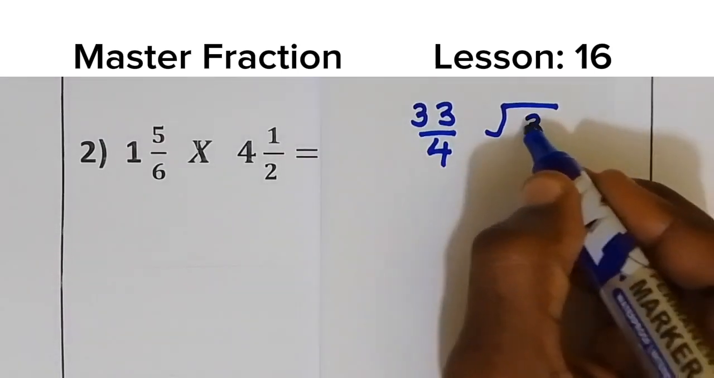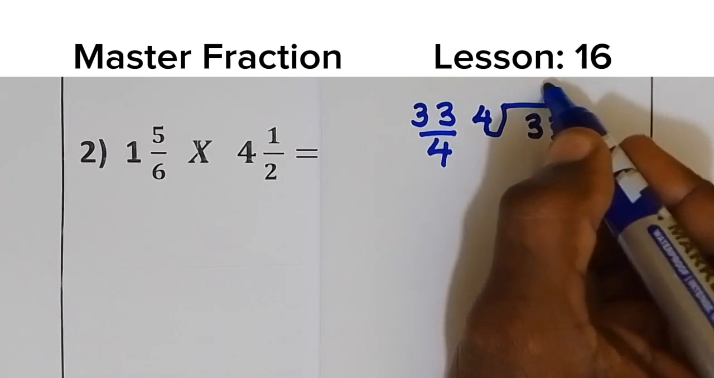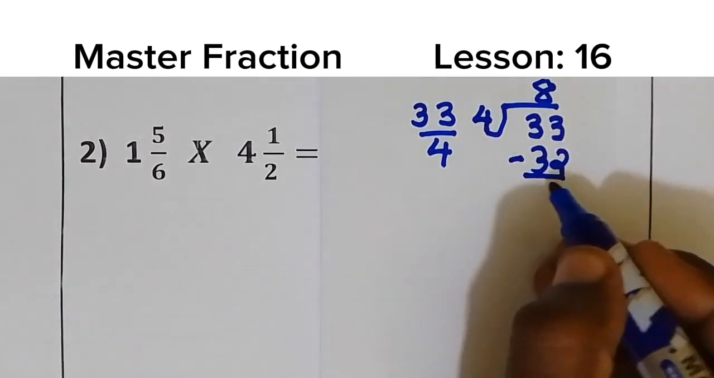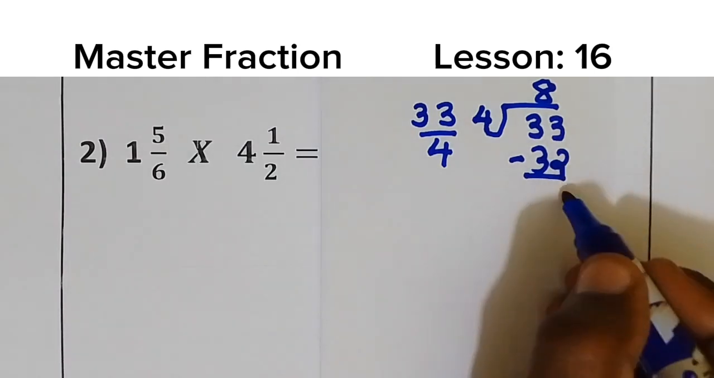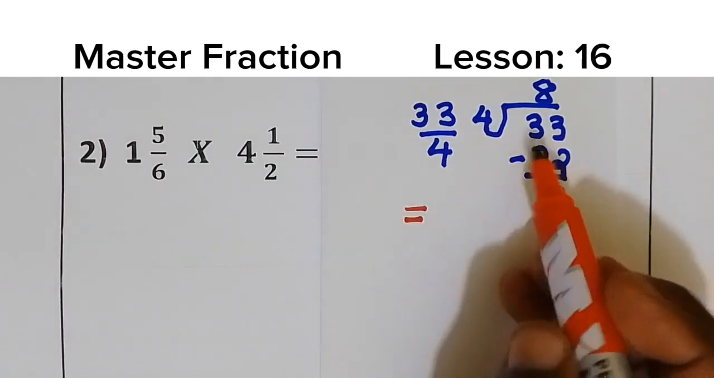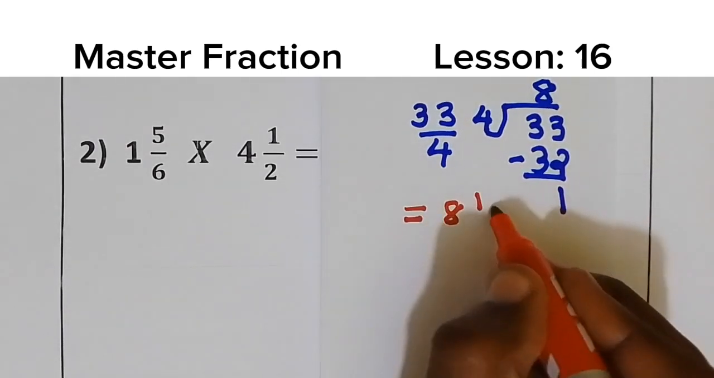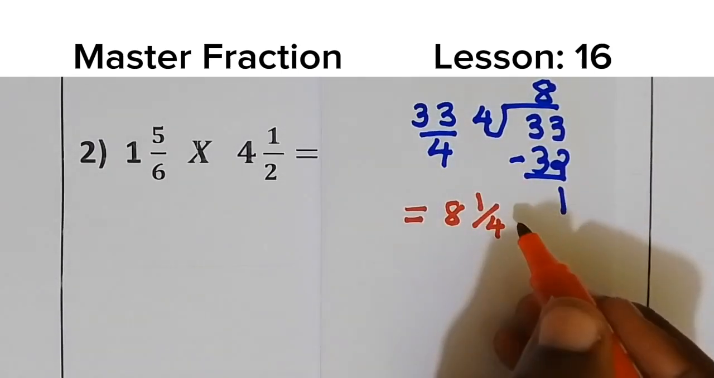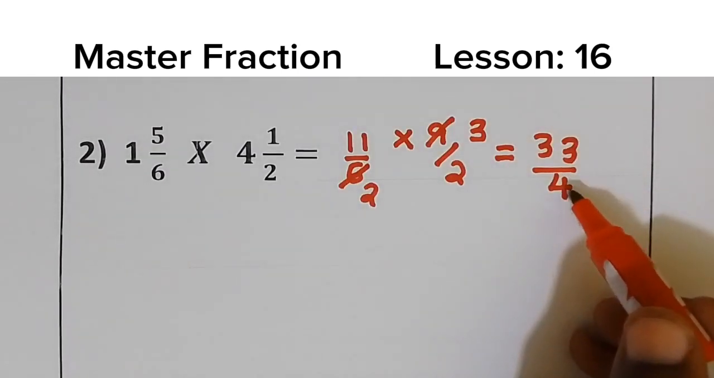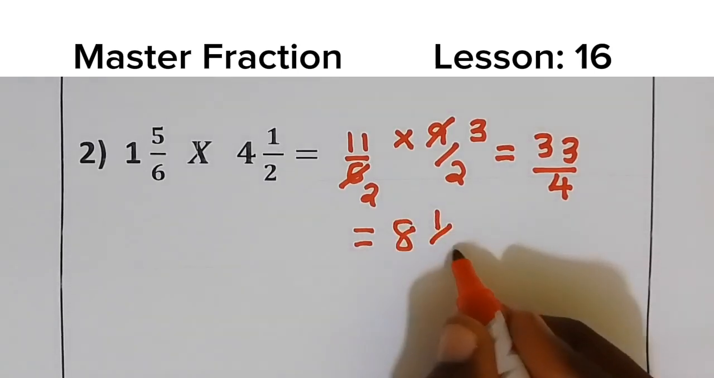33 divided by 4. 33 divided by 4 goes by 8. We get 32. Take away, we are going to remain with 1. So this is the same as 8 whole number, remain 1 over 4. 33 over 4 into a mixed number is the same as 8 1/4.